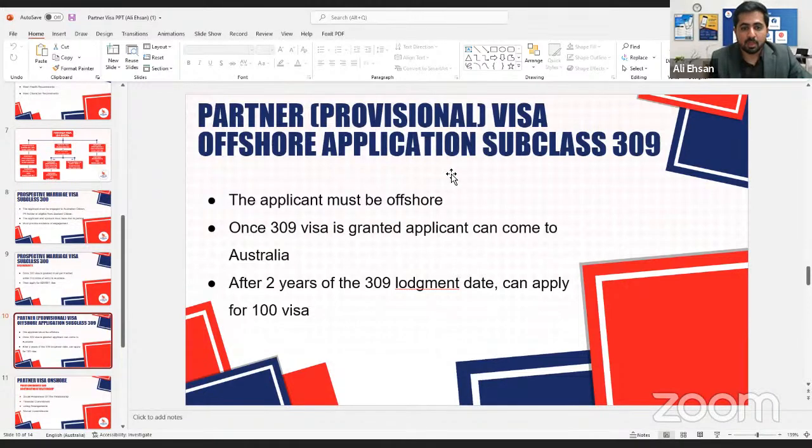On the 309 visa, the applicant has to be offshore at the time of lodgement, and these days, for the grant, the applicant can be in Australia. But generally, for the grant, the applicant has to be offshore once this COVID concession period is over. Now, 2 years after the date of lodgement of the 309 visa, the applicant can apply for the subclass 100 visa, which is a permanent visa.